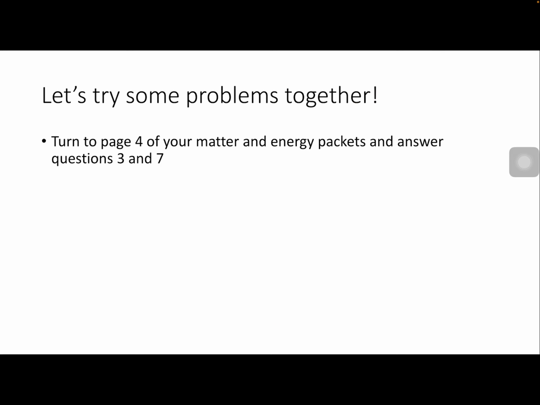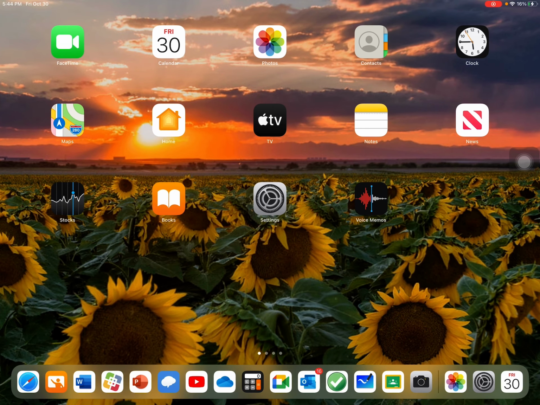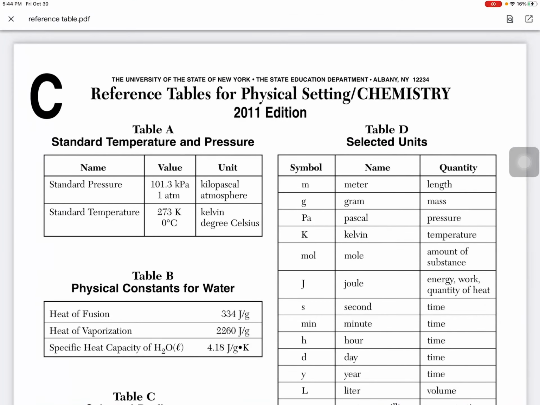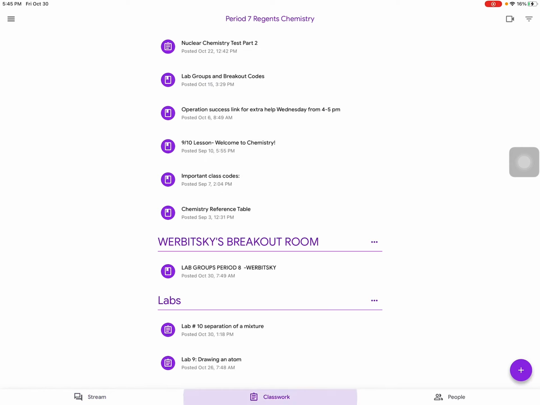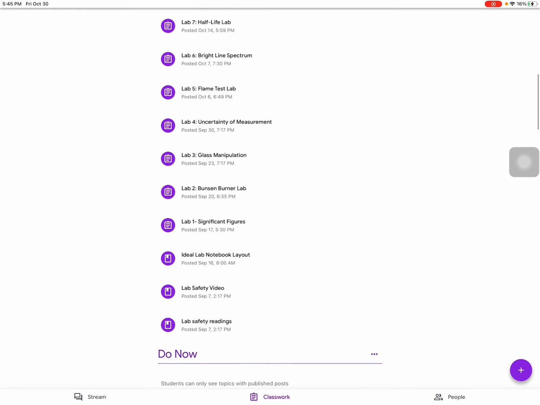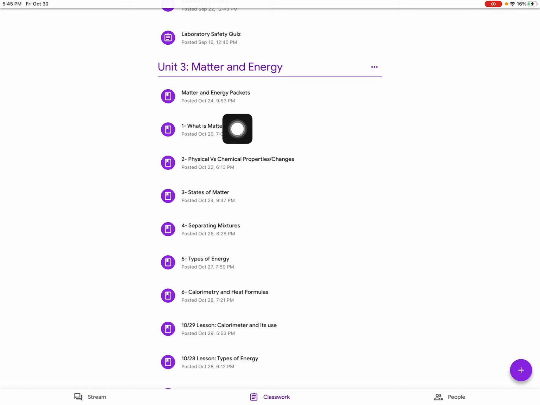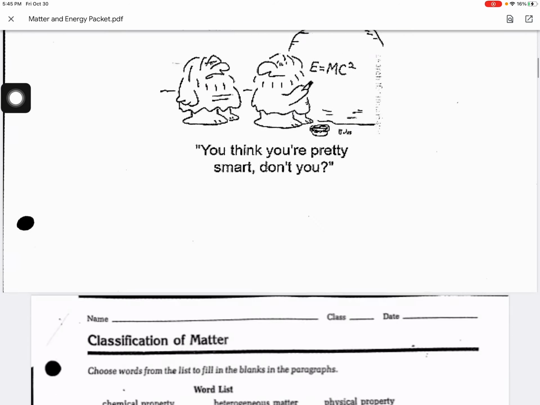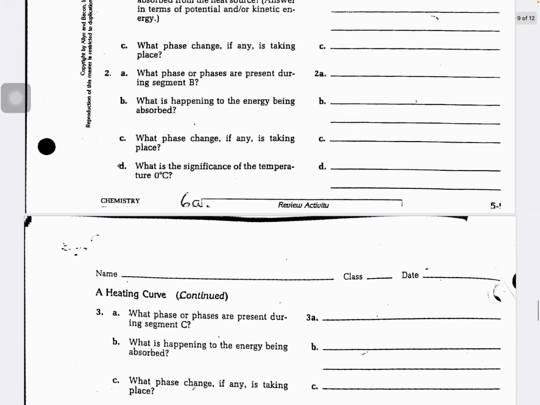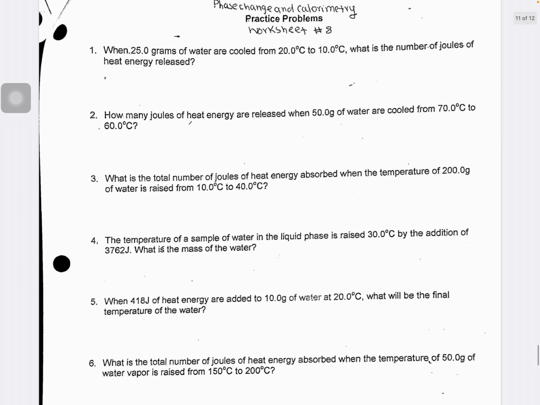So let's try some problems together. We're going to specifically go to page 7A of your Meta-Energy packet. To find it, press classwork on the bottom, go all the way down to Meta-Energy, click on the Meta-Energy packets right over here, and then click on the first link, this one up here. Then go to page 7A, which is right here. We're going to do some of these problems together.